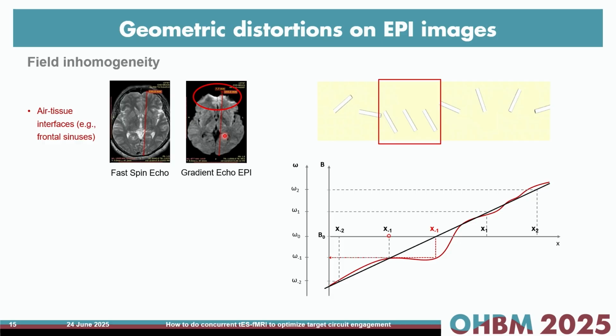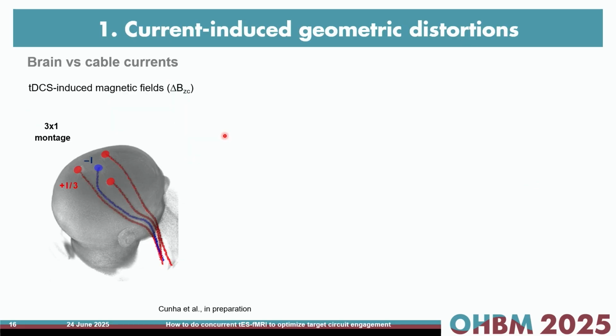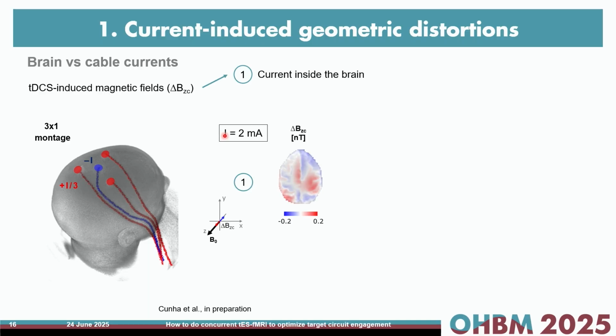But are there other sources of field inhomogeneities we should be worried about? What about the magnetic fields caused by the transcranial electric stimulation currents? They are very weak, but maybe they can induce artifacts that are comparable to the BOLD effects. So to investigate this further, we started by using a software developed in our group called SimNIBS, where we simulated the current flow inside the brain induced by this montage, and calculated the induced magnetic fields. And as expected, they turned out to be quite weak.